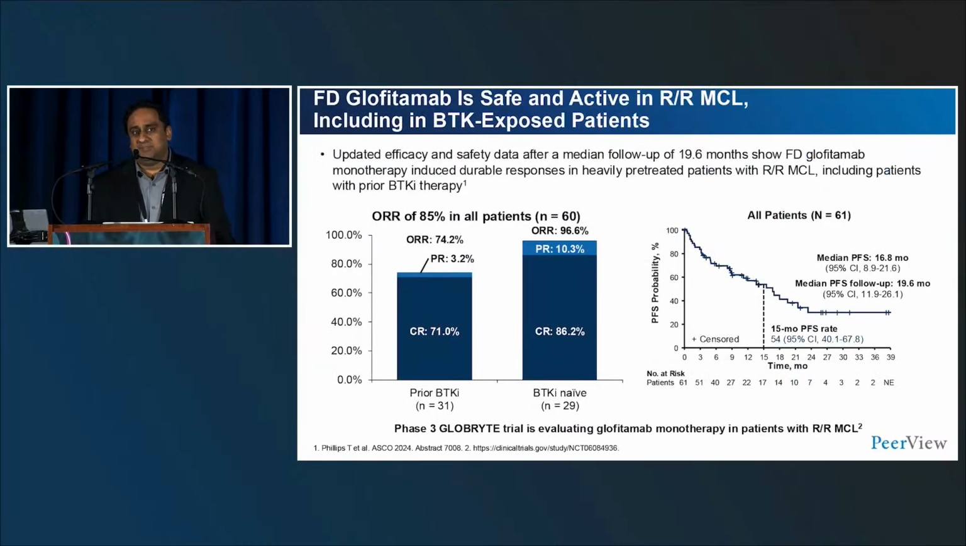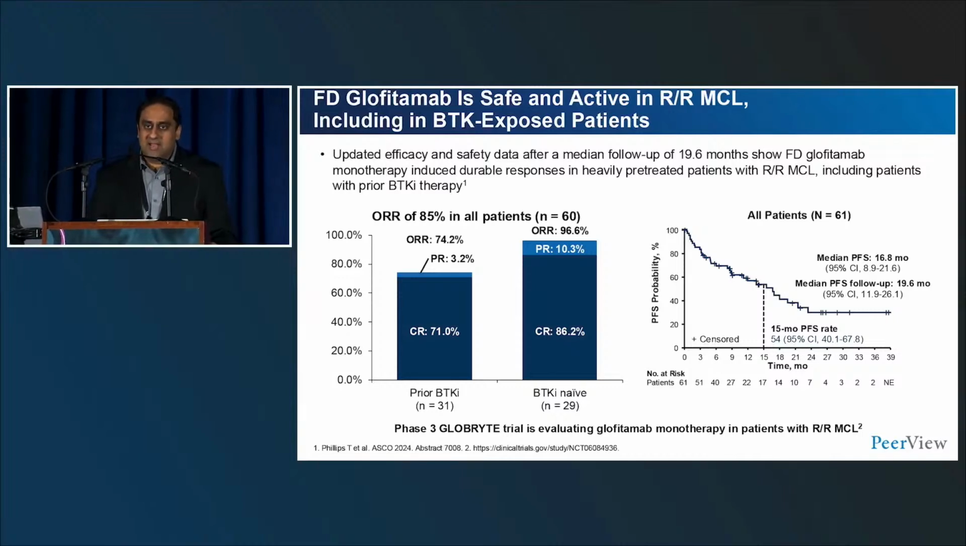And then finally, bispecifics are gaining a lot of steam in mantle cell lymphoma. Glofitamab is a CD20 by CD3 bispecific with a 2-to-1 binding on the CD20. Here they took a patient population of relapsed refractory mantle cell, many who had prior BTK, and you can see here really a high complete response rate of 71% if you had prior BTK, higher if you were not BTK exposed, and a 15-month progression-free survival of 54%. There's an ongoing phase 3 clinical trial, hopefully that will lead to the approval of this drug in relapsed refractory mantle.